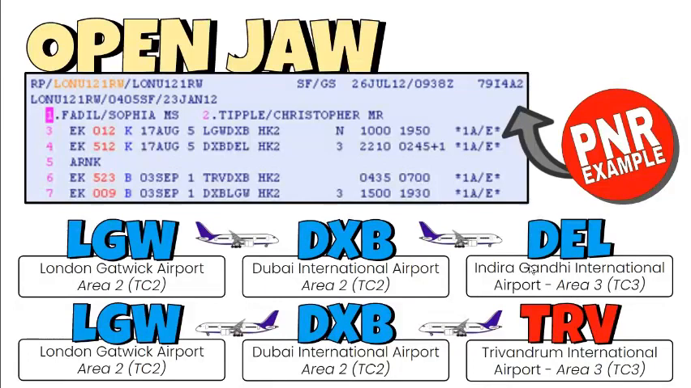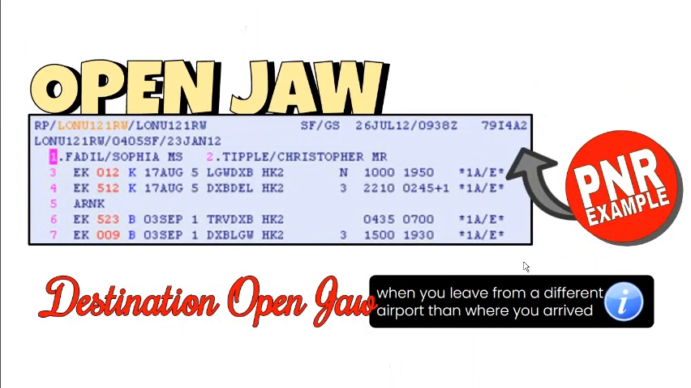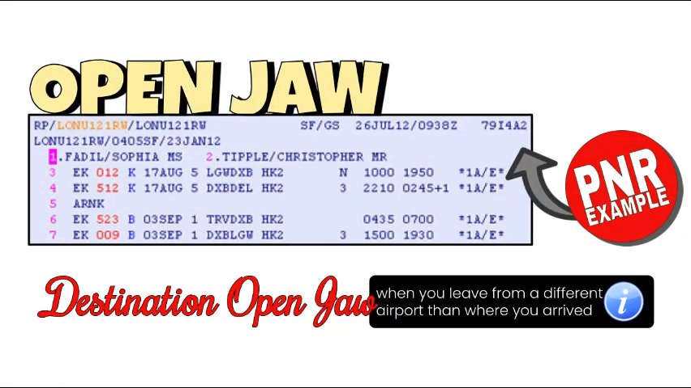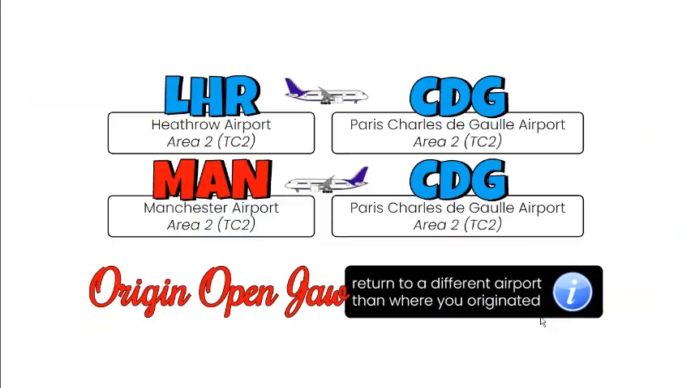An open jaw at your destination is called a turnaround open jaw or destination open jaw. In short, this is when you leave from a different airport than where you arrived. Another variation of this type of travel is called origin open jaw. This is when you return to a different airport than where you originated. For example, the outbound flight is from Heathrow Airport going to Paris Charles de Gaulle Airport. However, for the inbound flight, it is going to Manchester Airport, which is not the origin airport.